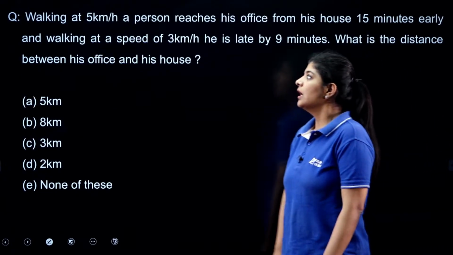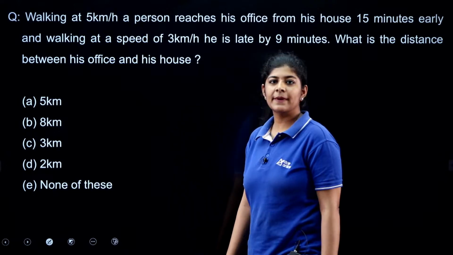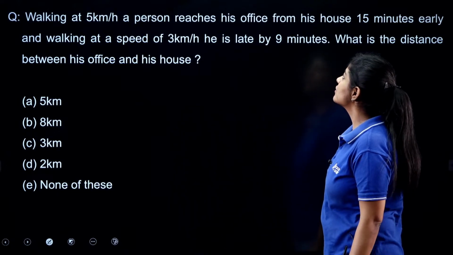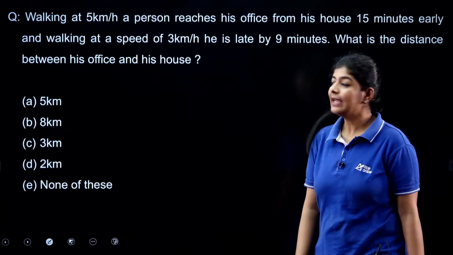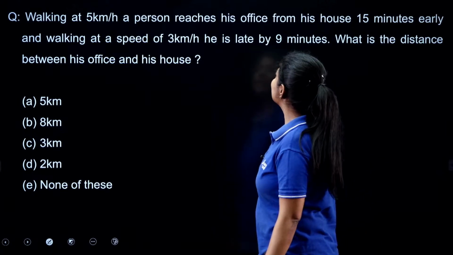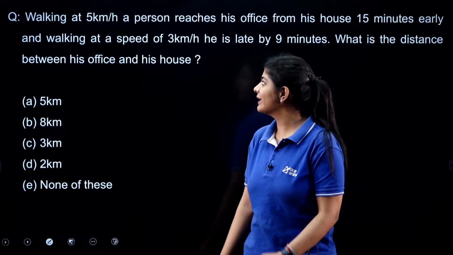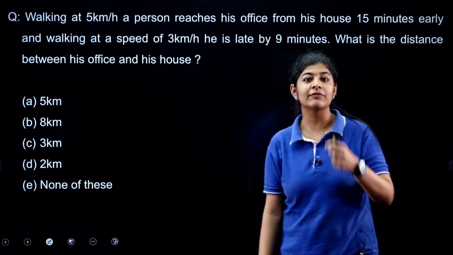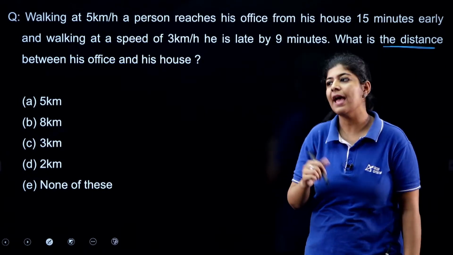Next. The next question says that walking at 5 kilometers per hour, a person reaches his office from his home 15 minutes early, and walking at a speed of 3 kilometers per hour, he is late by 9 minutes. What is the distance between his office and his house? We just simply have to find the distance between his house and office.